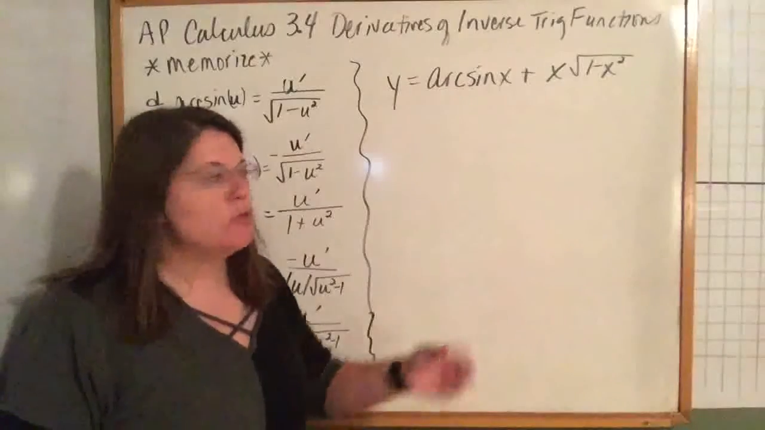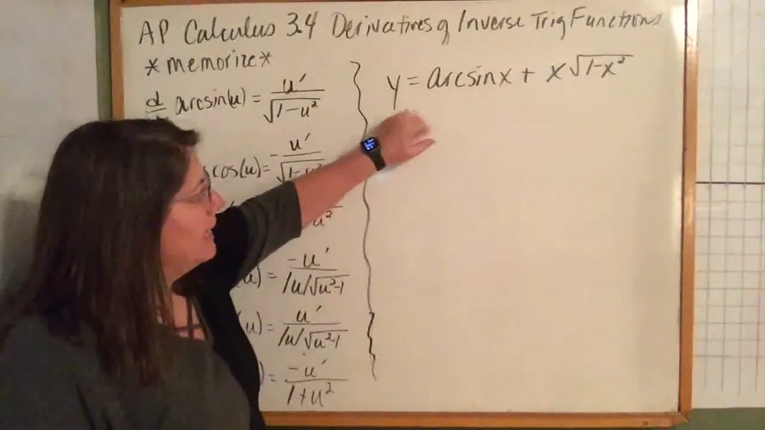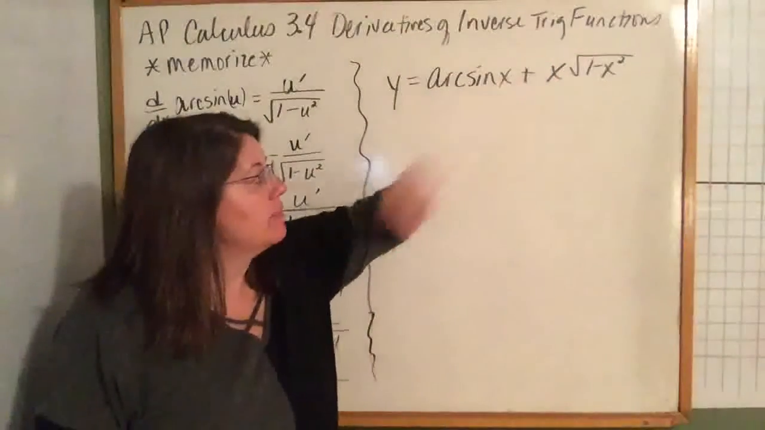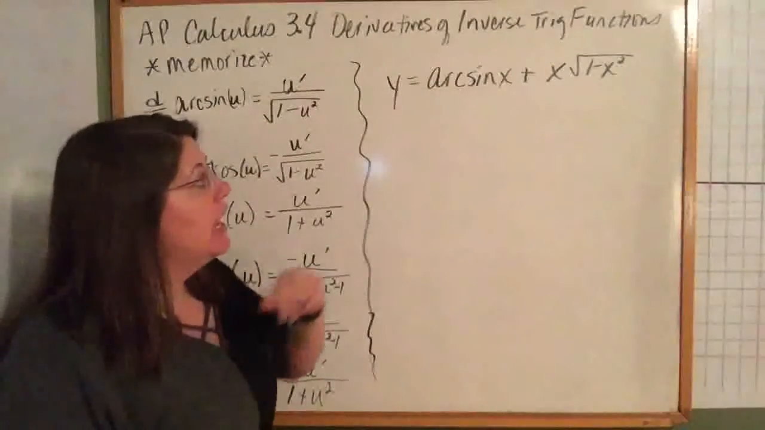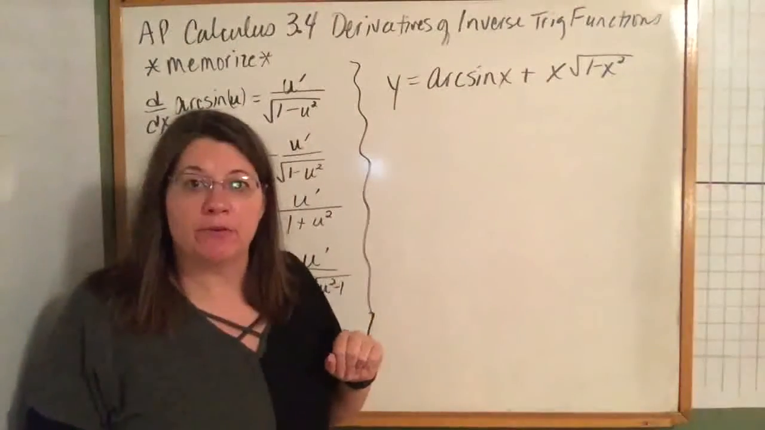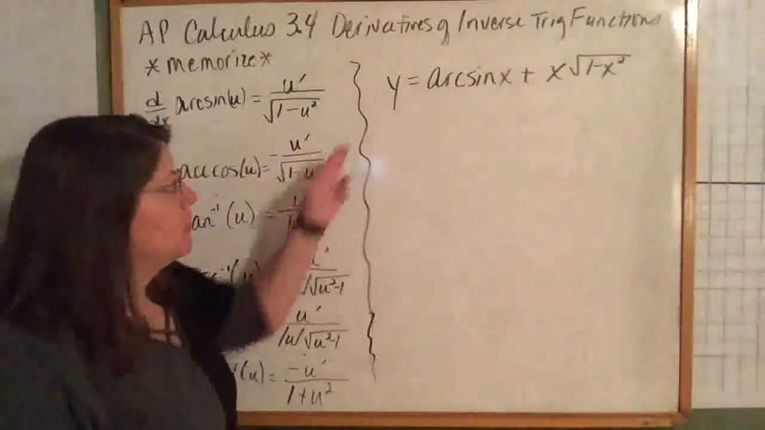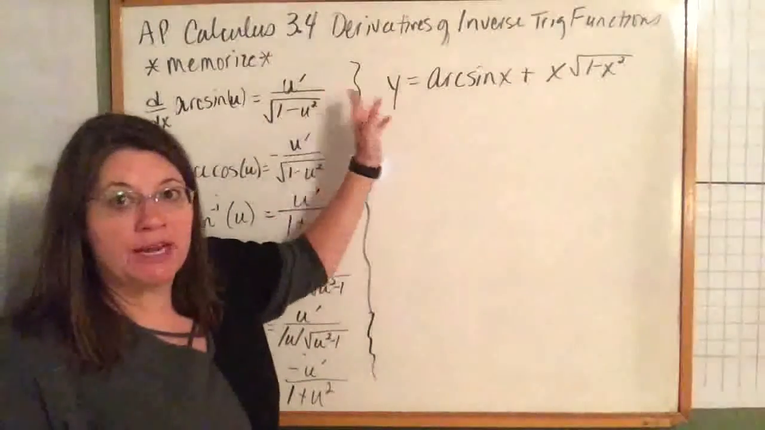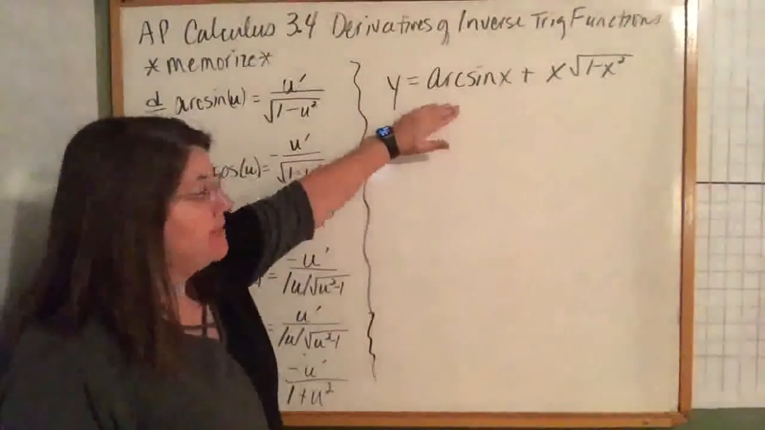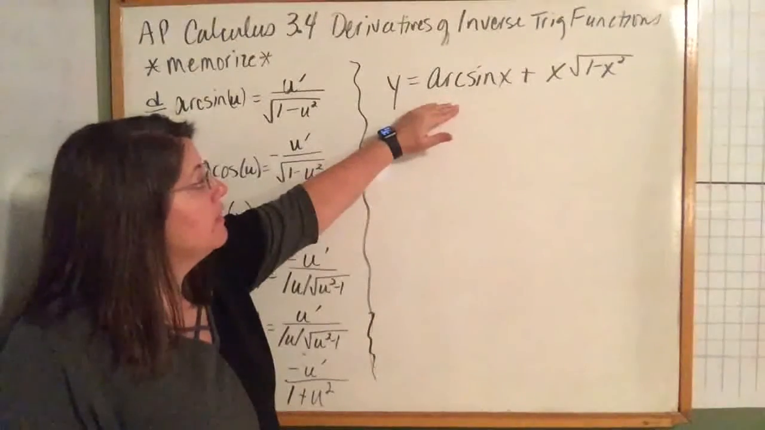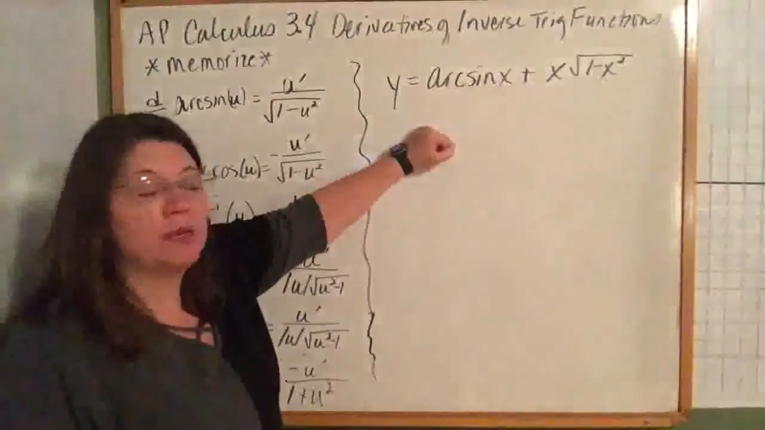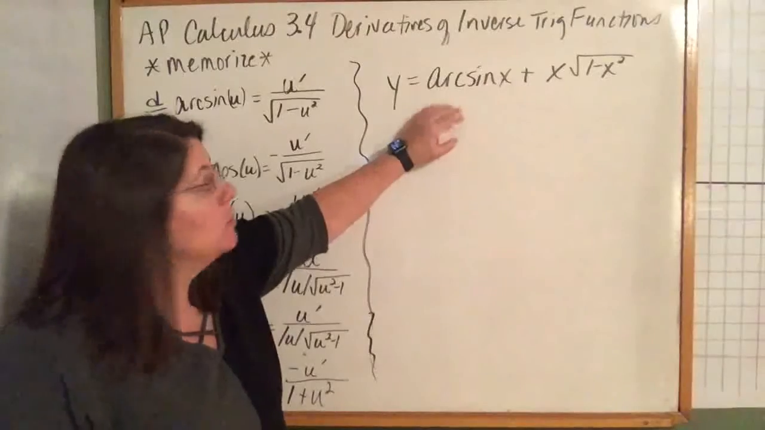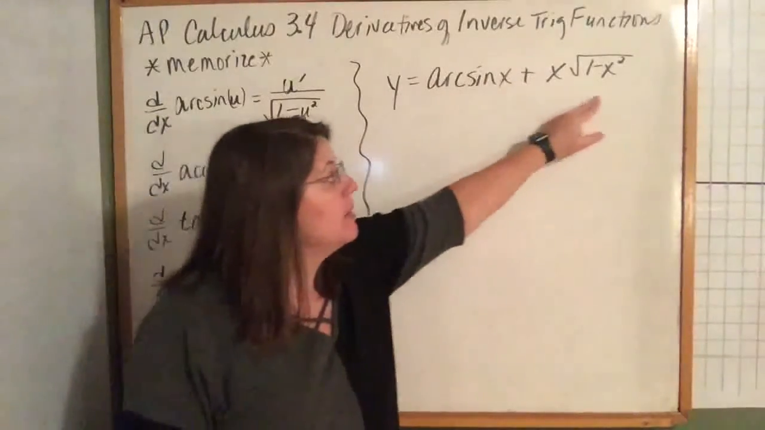So sometimes you might have a problem like this. y equals arc sine x plus x times the square root of 1 minus x squared. And the directions are to find the derivative, or find y prime. This could be set equal to f of x, and they could ask you to find f prime of x. But basically, they want you to find the derivative. So for this, this is no different than our polynomial functions. We will take the derivative of each term separately.